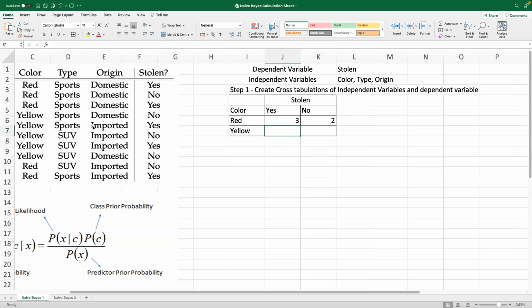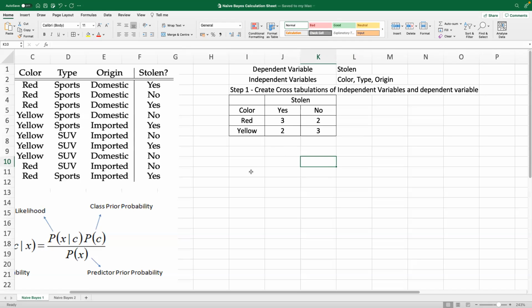How many yellow cars are stolen? 1, 2. How many yellow cars are not stolen? 1, 2, 3. Right? So the total number of observations we have is 10. Got it? Cross tabulation with the first variable.